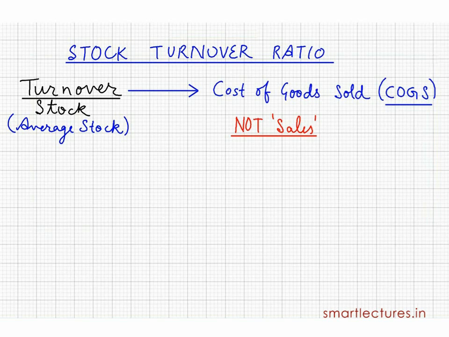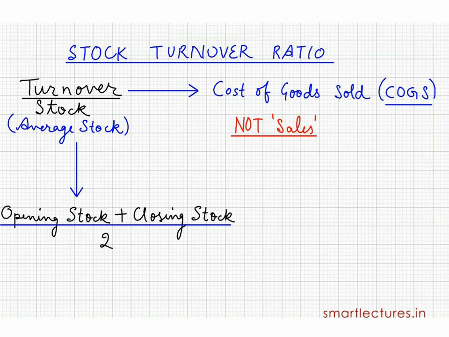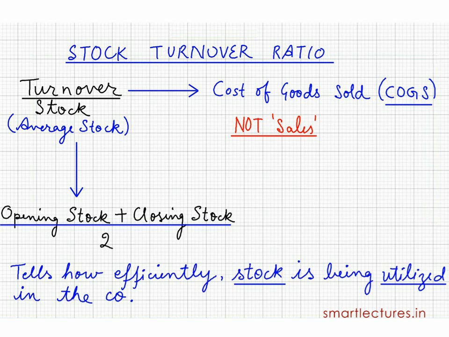So be careful if you are asked to calculate stock turnover ratio. The expression of turnover will be cost of goods sold. And you know the meaning of average stock. Average stock means opening stock plus closing stock upon 2. Actually, it tells how efficiently stock is being utilized in the company.